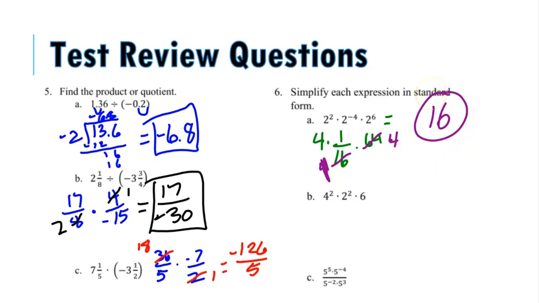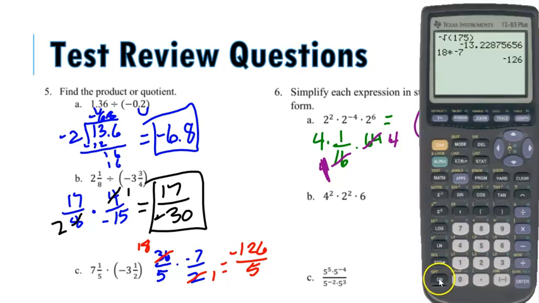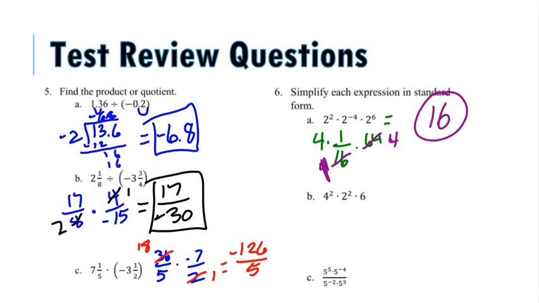Now if you want to verify on your calculator, we can just put this in here. So we got 2 squared times 2 to the negative 4. And then we're going to multiply that times 2 raised to the 6th power. And that gives us our 16, which is what we just said we had.